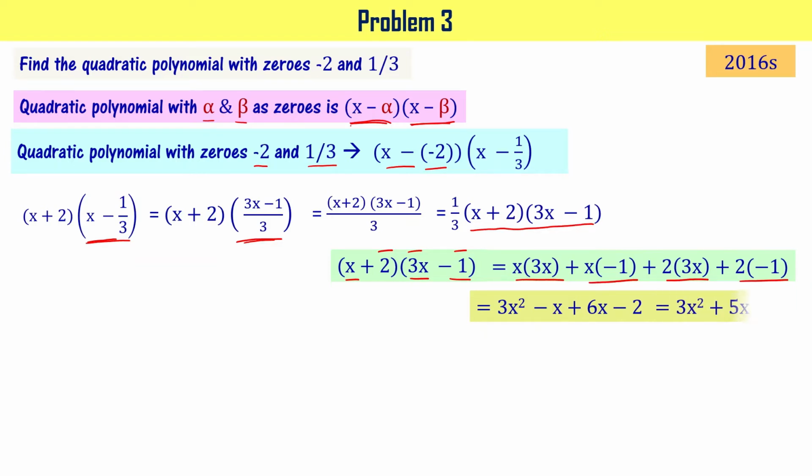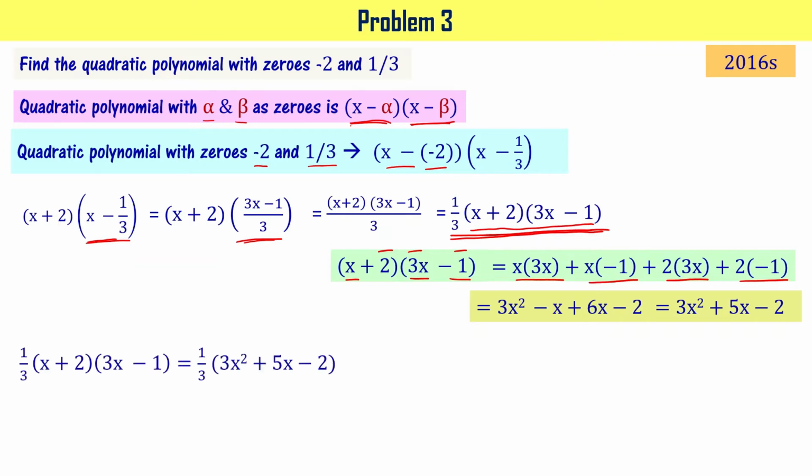Now it can be further simplified and written as 3x square plus 5x minus 2, right? We have already written the given quadratic polynomial as 1 by 3 times x plus 2 times 3x minus 1, right? That can now be written as 1 by 3 times 3x square plus 5x minus 2. This can be further written as x square plus 5 by 3x minus 2 by 3, right?